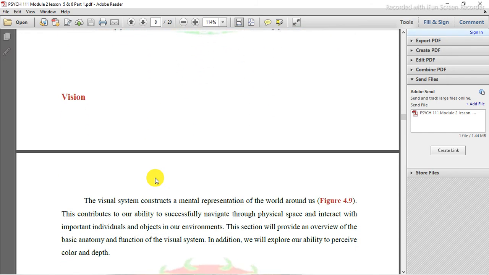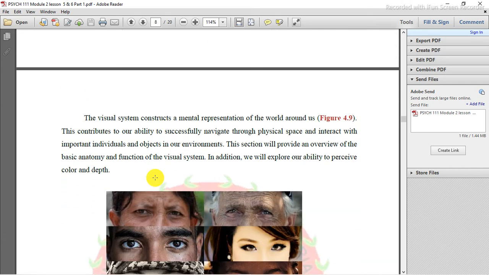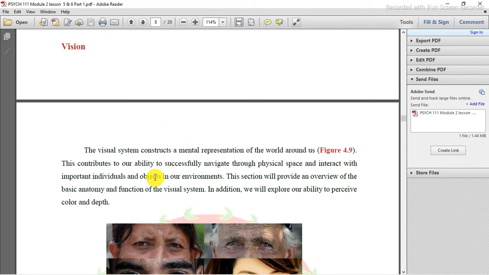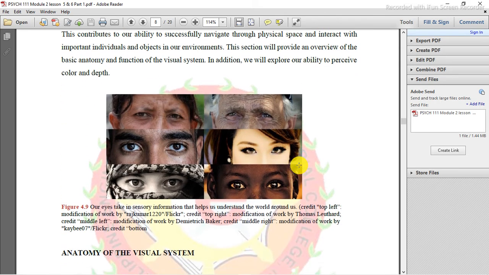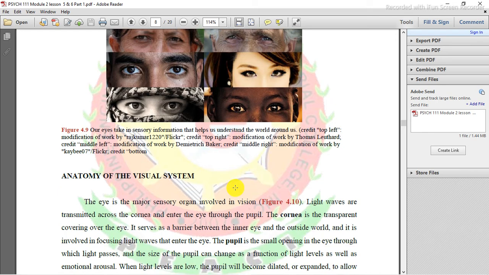We have our first sensation, our vision, or yung mga mata natin. The visual system constructs a mental representation of the world around us. This contributes to our ability to successfully navigate physical space, nakikita natin yung space, interact with important individuals, and the like. Our eyes take in sensory information that helps us understand the world around us.